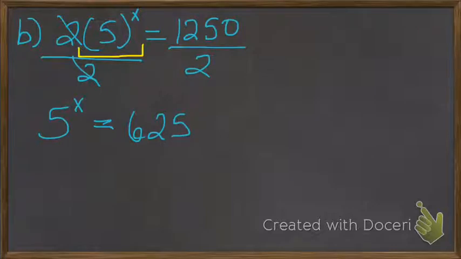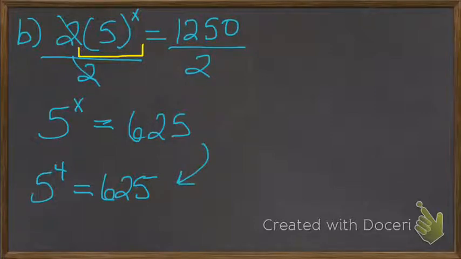Okay. Now this just looks like example A. 5 to the power of what is 625? Well, we know it has to be greater than 3. Let's try 5 to the power of 4. And when we do that, we see that we get the answer 625.